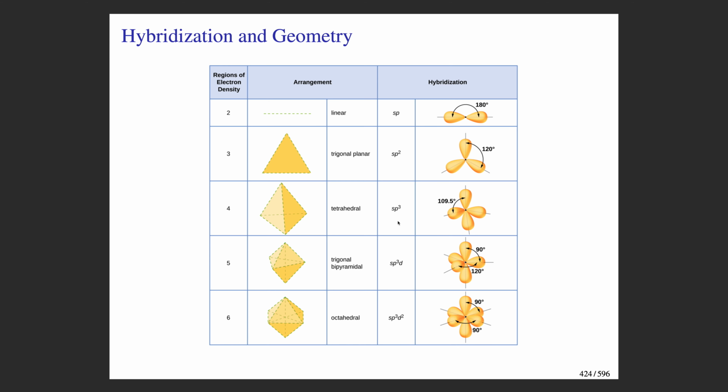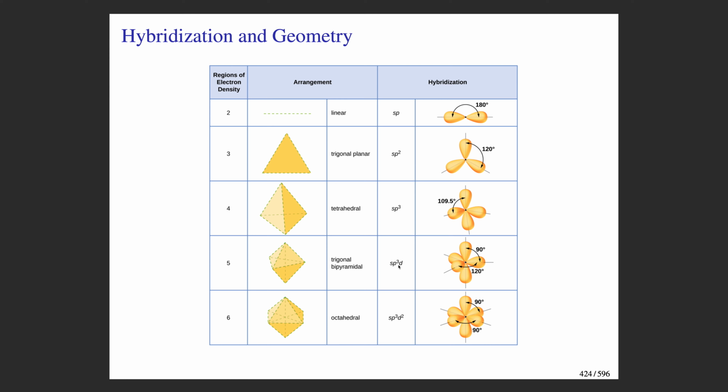I've already discussed the sp³. 4 orbitals are combined, an s orbital and 3 p orbitals, and you get 4 new hybridized atomic orbitals coming out, and they each point to the corner of a tetrahedral shape. If you start adding in some d orbitals, so if you combine an s orbital, 3 p orbitals, and a d orbital, this gives rise to the trigonal bipyramidal shape.